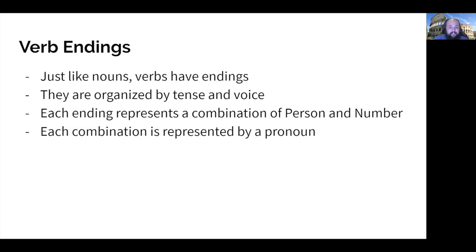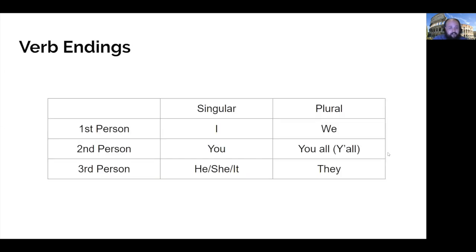Each ending represents a combination of person and number, right? So the deeper you go into Latin, the more you'll hear things like, oh, that verb ending is first person singular. This verb ending is third person plural, so on and so forth. And as we said before, every combination of person and number is represented by a pronoun. So let's take a look at those again. Again, first person singular, I. In the plural, we. Second person singular, you. Second plural, you all, or again, y'all. Third person, he, she, it. And then third plural, they.